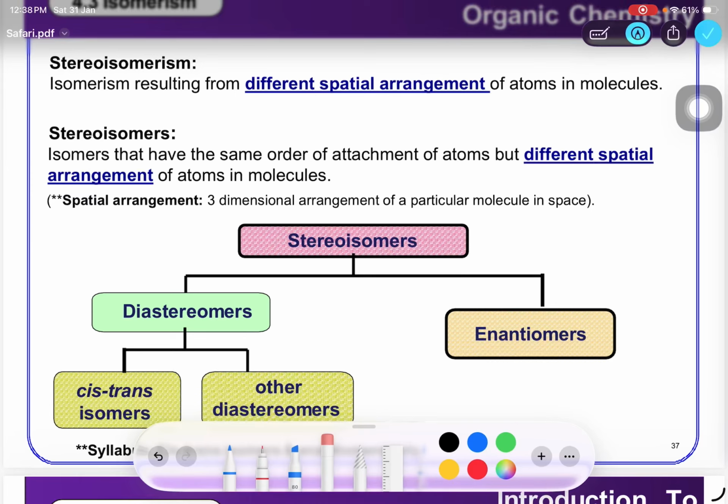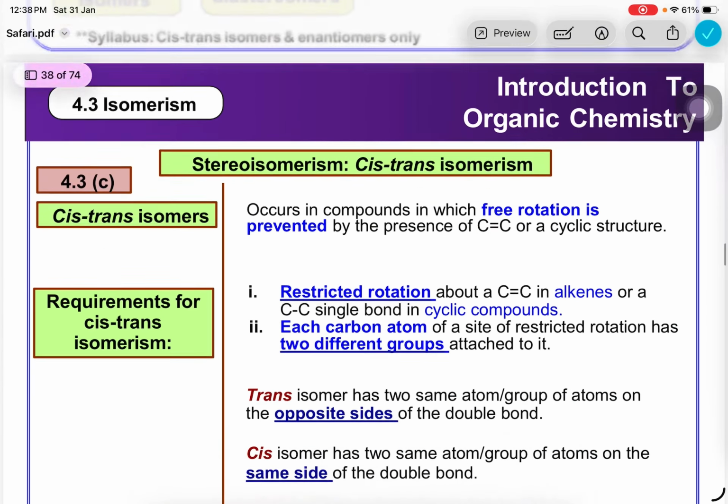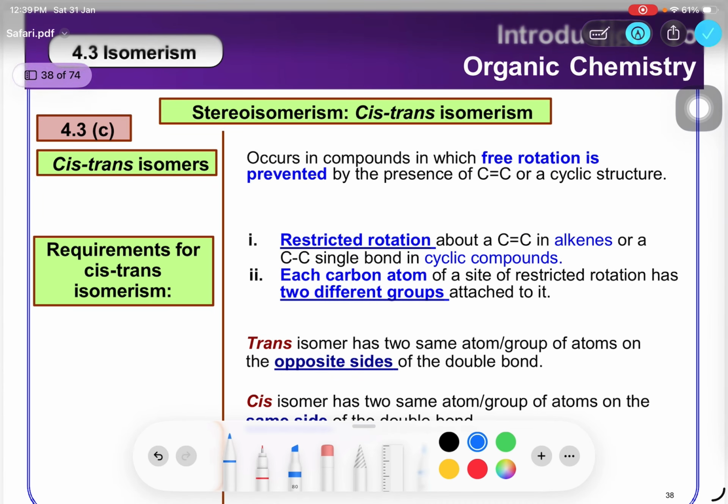Hello, let's continue with the next subtopic, which is stereoisomers. In our syllabus, we only focus on enantiomers and also cis-trans isomers. So in this video, we will focus on cis-trans isomers.